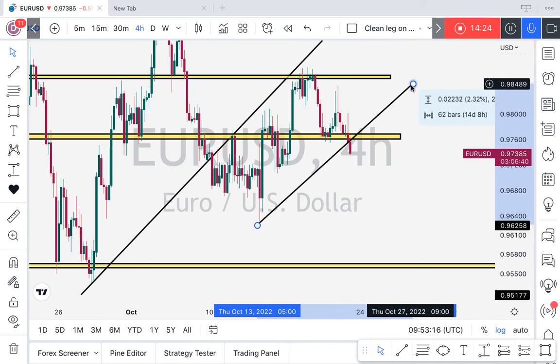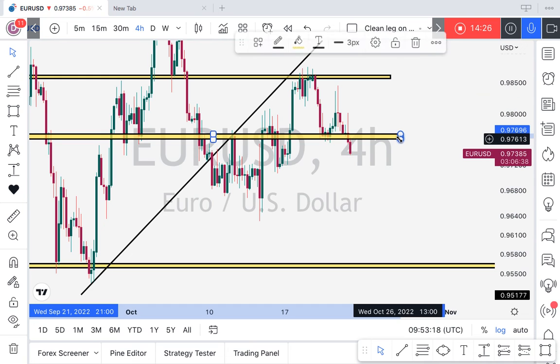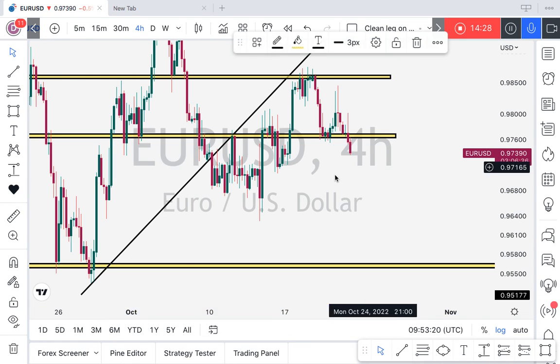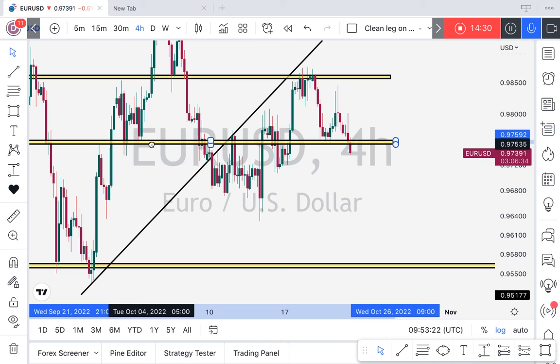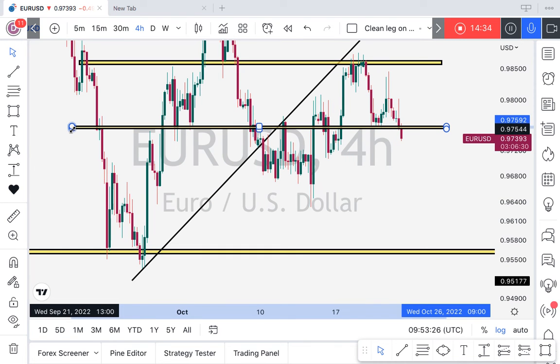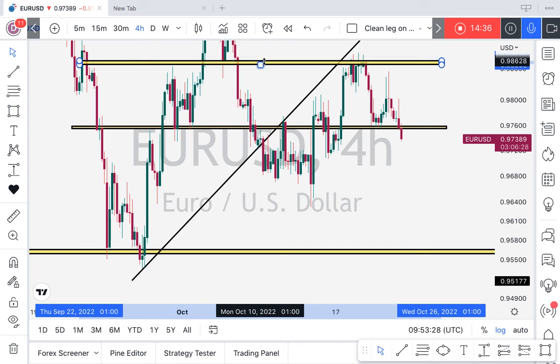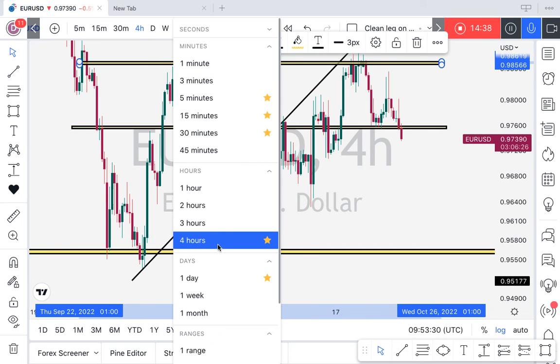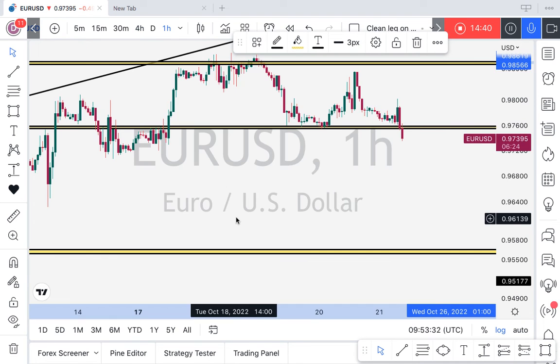Okay, so what we do is that we only mark out our key levels here. We don't take trades here. We only mark out our key levels. Now let me go to the 1 hour time frame and see what's happening.